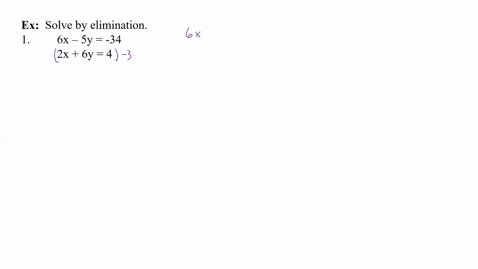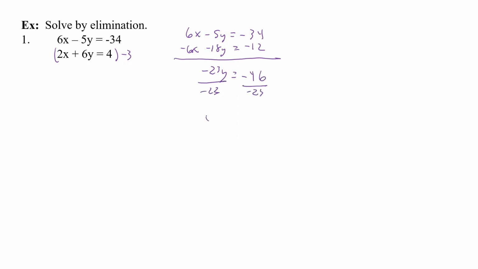So 6x minus 5y equals negative 34. And when I multiply by negative 3, I have a negative 6x, and then I have a minus 18y, and then I have a minus 12. So, like I said, those cancel. And when I do that, then I have minus 18 minus 5, so that's a minus 23y equals minus 46. Divide by negative 23. So y equals a positive 2.